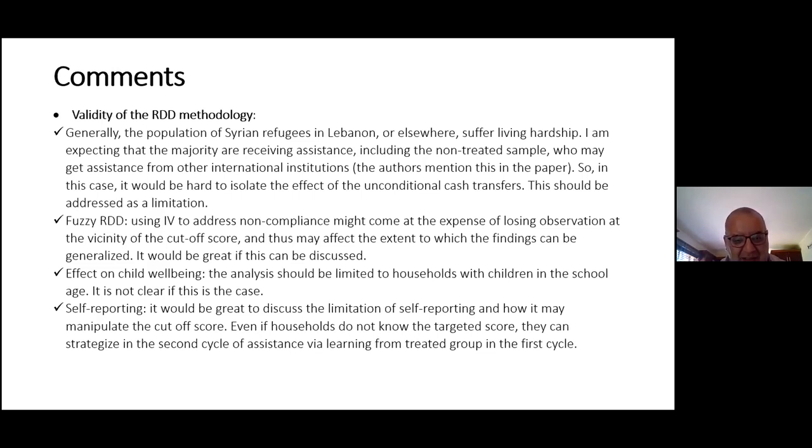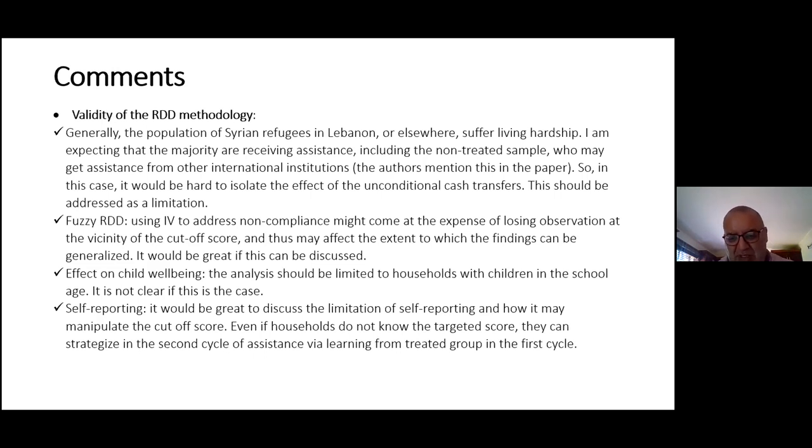Another issue is with the child well-being. I found it maybe surprising that, 6 months after the program is over, you are saying that households are pulling their kids out of schools. I'm not saying this is awkward, but it was a little bit surprising to me. What was not clear from reading the paper is the characteristics of the control and the treated groups. Are you controlling for households with school-age children in both samples? This was not clear, so I thought you should highlight that.